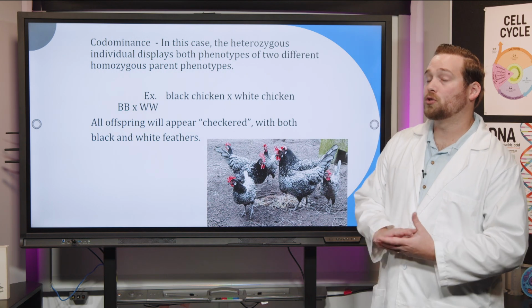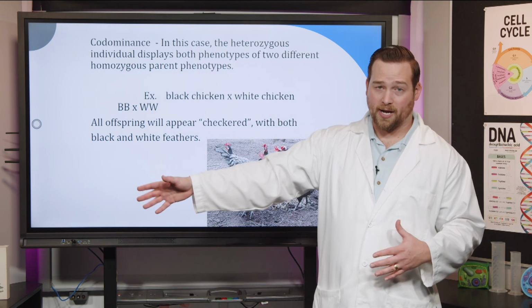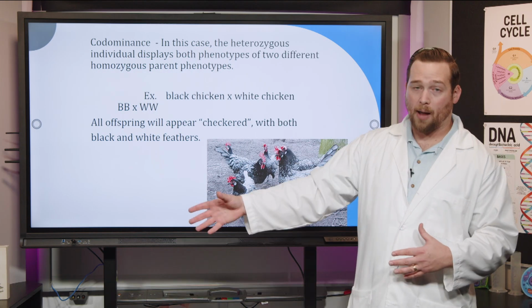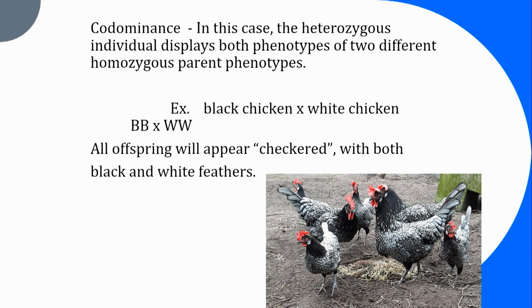Okay, now we're going to contrast. This is a different form of inheritance. It's called codominance. In codominance, the heterozygous individuals display both phenotypes of two different homozygous phenotypes. An example is if you take a black chicken and cross it with a white chicken, this is how we would write their genotypes, big B and big W. When you cross those two individuals together, all the offspring will appear checkered with both the black and the white.